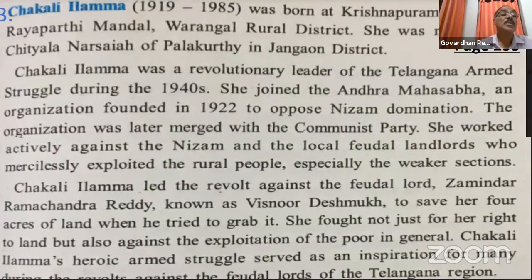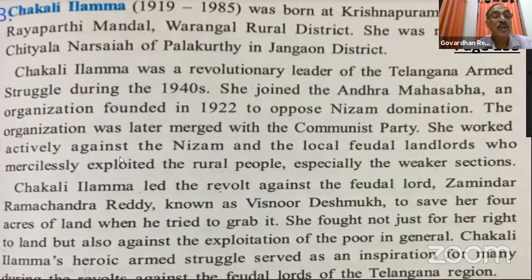Now coming to the 3rd passage, Chakali Ailamma. Chakali Ailamma was born at Krishnapuram village in Rayapati Mandal, Warangal rural district. She was married to Chityal Narsaya of Palakurti in Jangam district. Chakali Ailamma was a revolutionary leader of the Telangana armed struggle during the 1940s. She joined the Andhra Mahasabha, an organization founded in 1922 to oppose Nizam domination. The organization was later merged with the Communist Party.